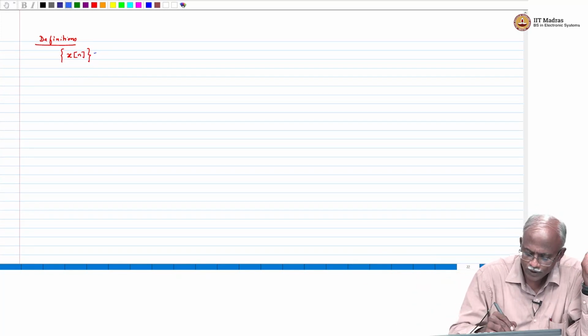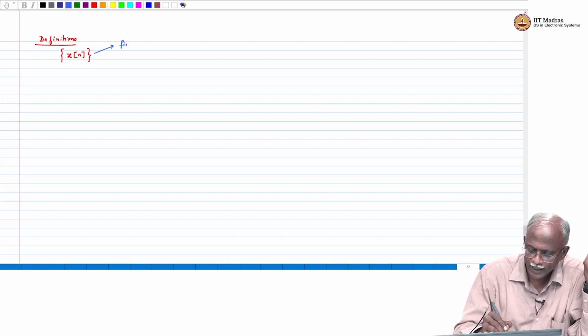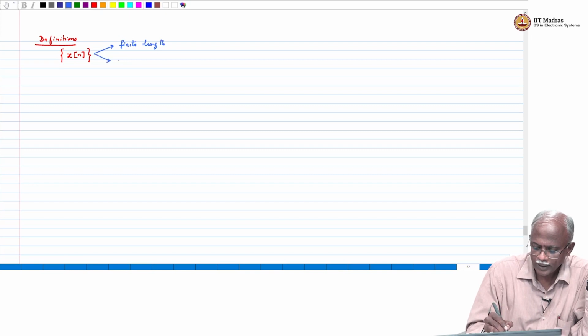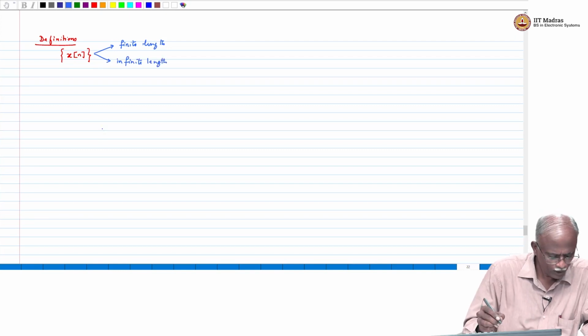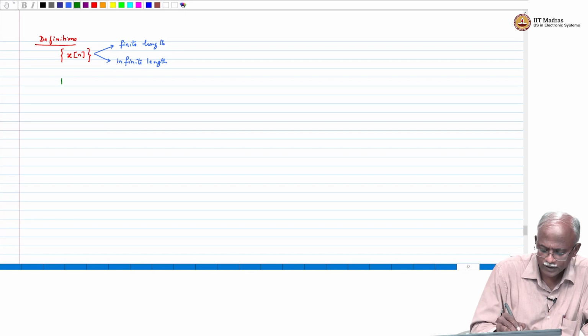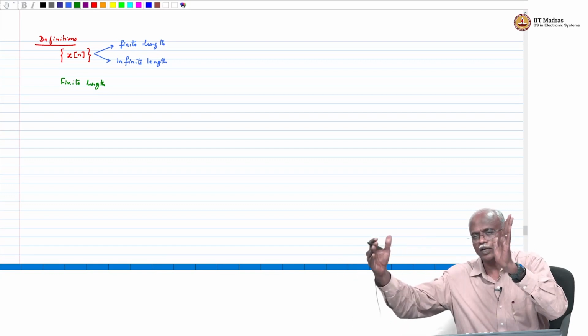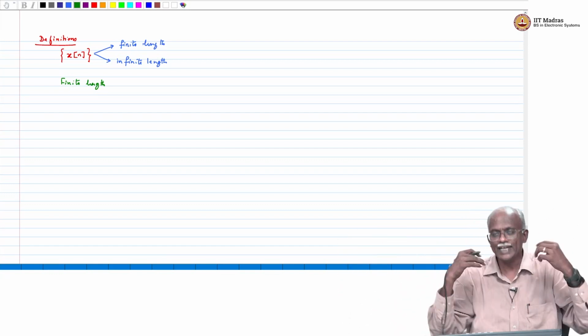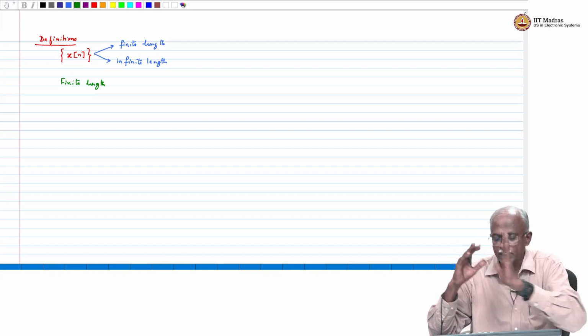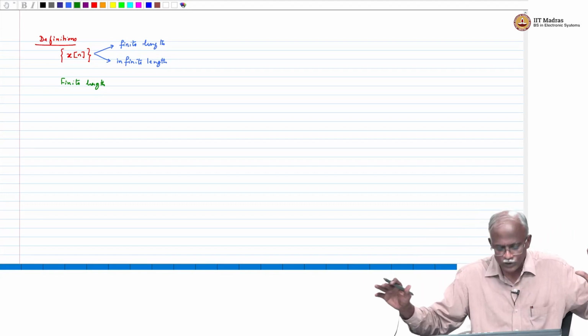We say that this sequence can be either a finite length sequence or it can be an infinite length sequence. Now, when do we call it a finite length? A finite length sequence means it has a starting index where it becomes non-zero and then an ending index till where it is non-zero. Outside of that, its value is equal to 0.